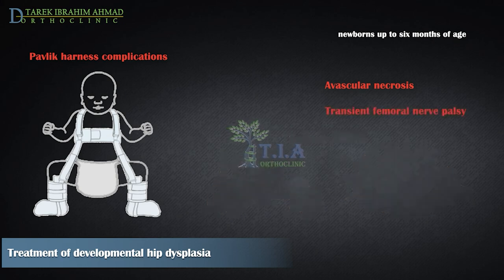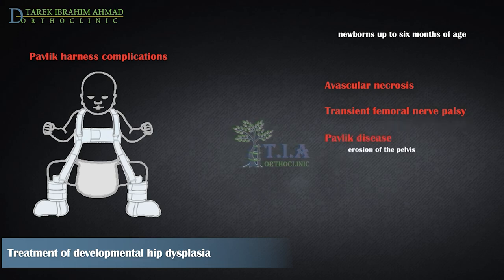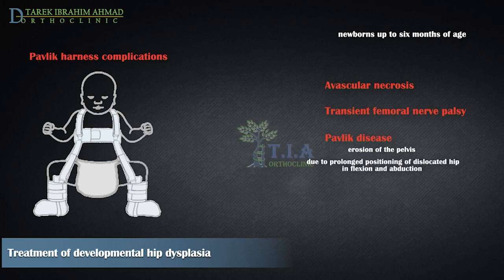Transient femoral nerve palsy, seen with hip hyperflexion. Pavlik disease is an erosion of the pelvis superior to the acetabulum and prevention of the development of the posterior wall of it, due to prolonged positioning of the dislocated hip in flexion and abduction. It is important to discontinue the harness if the hip is not reduced by 3 to 4 weeks.